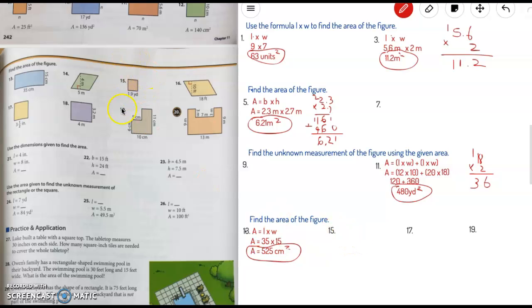Number 15, we got a square. So this time our formula can be A equals S squared, right? So our side is 1.9. So we're going to square this, meaning what's the multiplication problem? 1.9 times 1.9. Very good. And that gives us 3.61 yards squared.